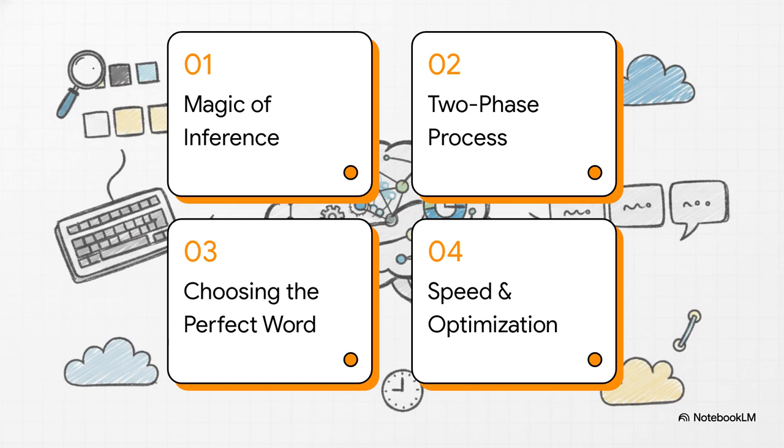Here is our factory tour map for today. We'll start with the magic of inference, then break down the two-phase generation process. After that, we'll look at exactly how these models choose the perfect word. And finally, we'll wrap up with speed, memory, and optimization.